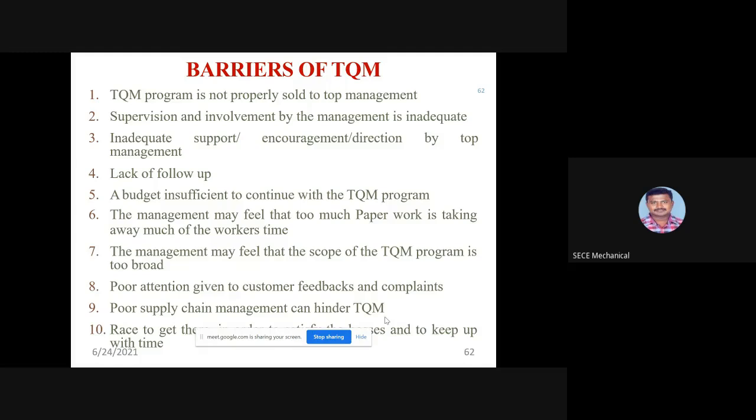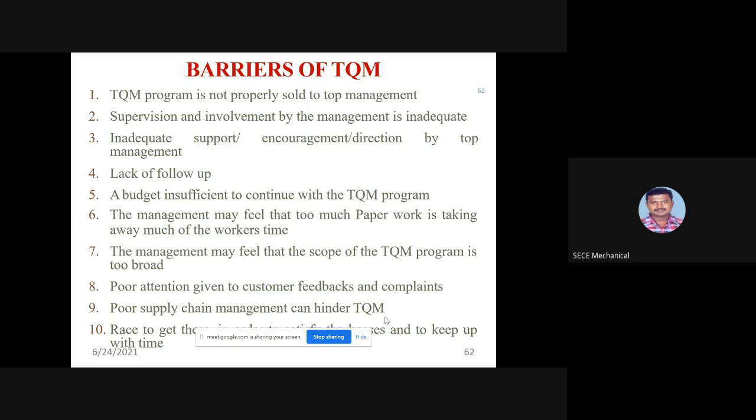And lack of follow up. Once the goal and the process are set, if the industry does not follow up, then initially everyone may work very well at a peak, but month by month the workers become very free when there is no monitoring, and when the management is not monitoring their progress, it may lead to failure. So to avoid this, follow up is very much necessary in total quality management.